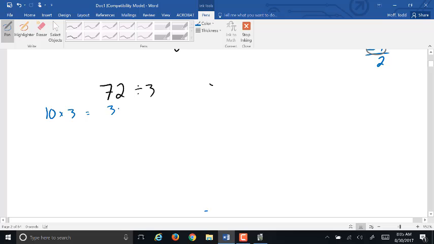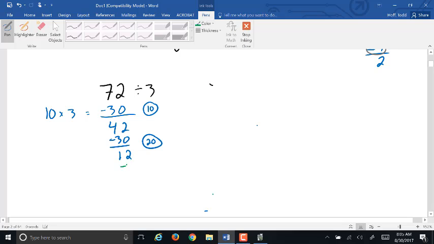10 times 3 is 30. If I subtract that, that's 42, right? I've just subtracted my 3 ten times. If I subtract another 30, I'm left with 12. Well, that's another 10, so I'm now at 20 times that I've subtracted the 3.